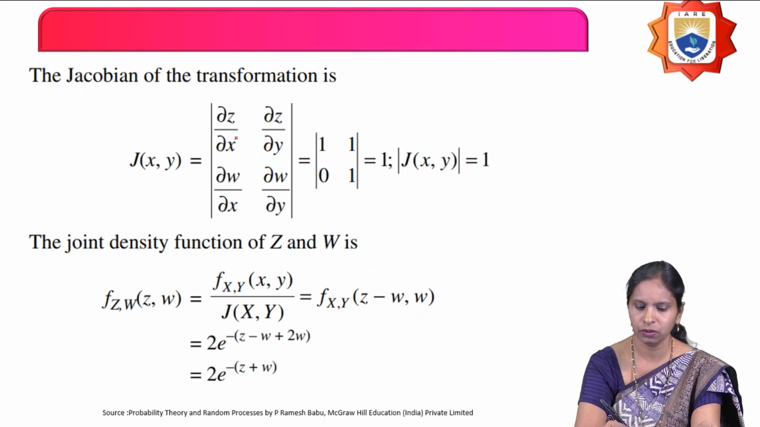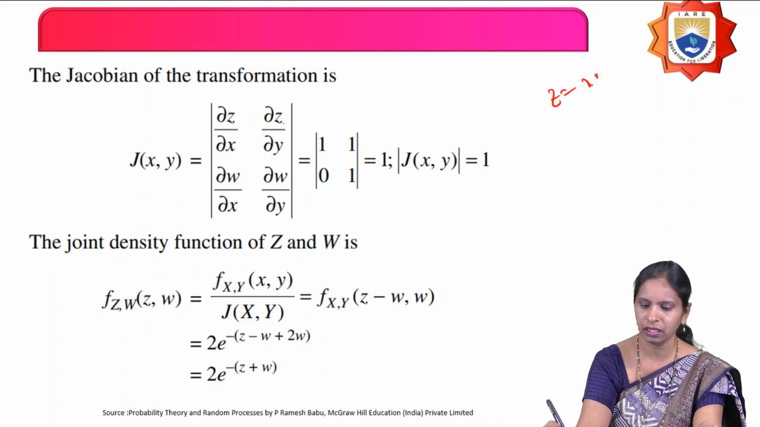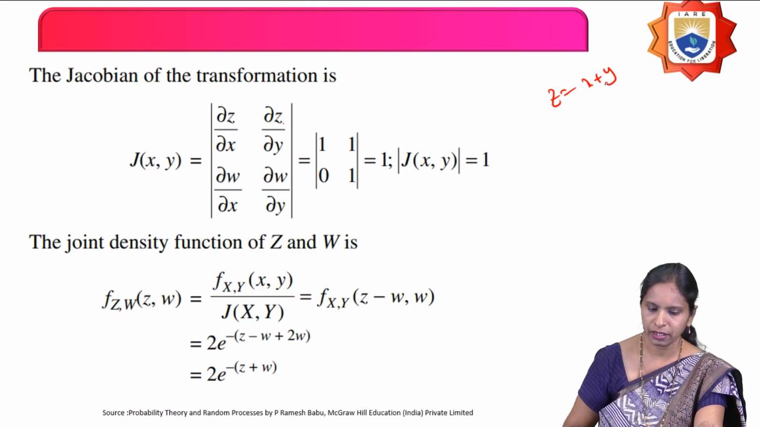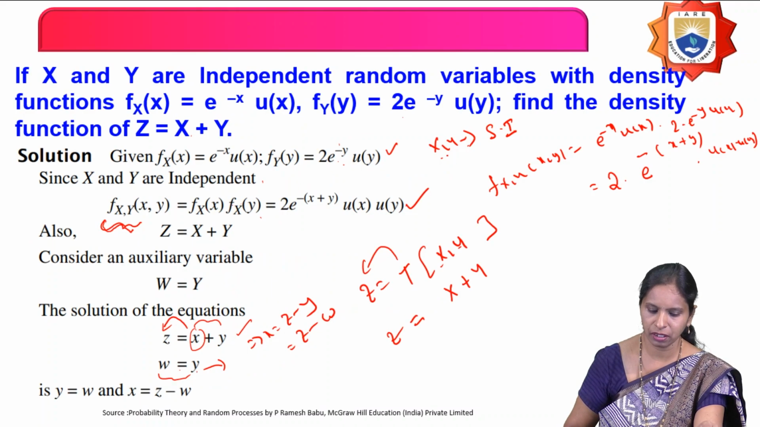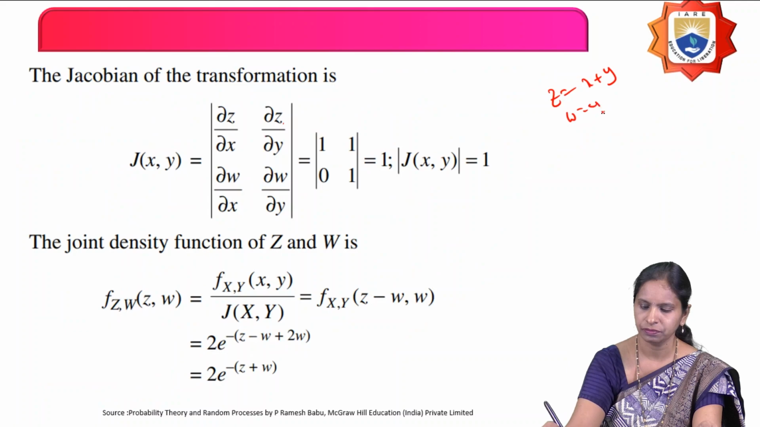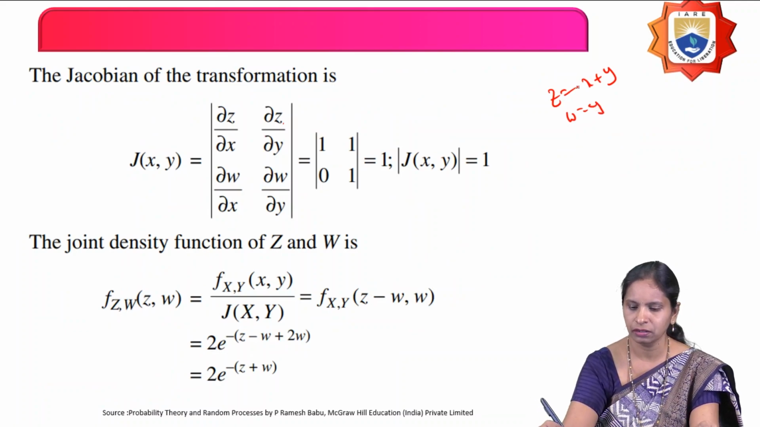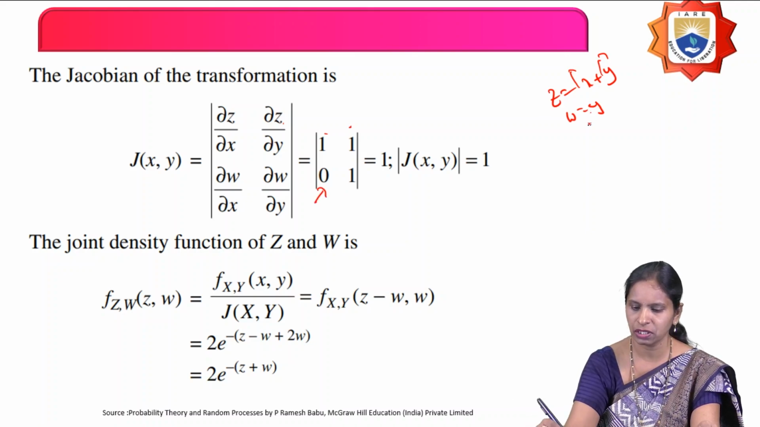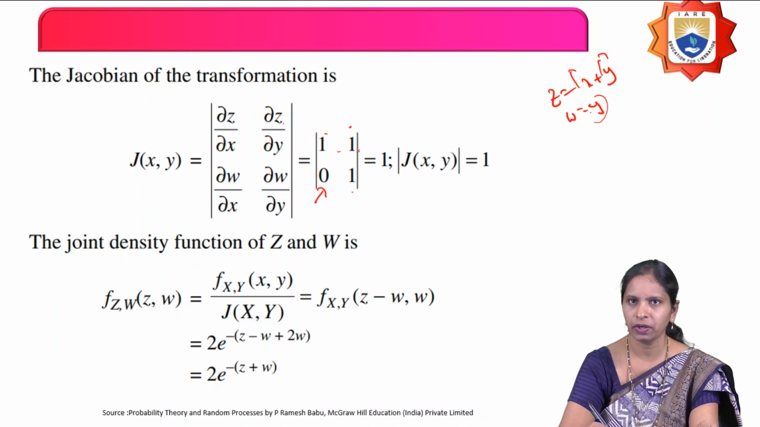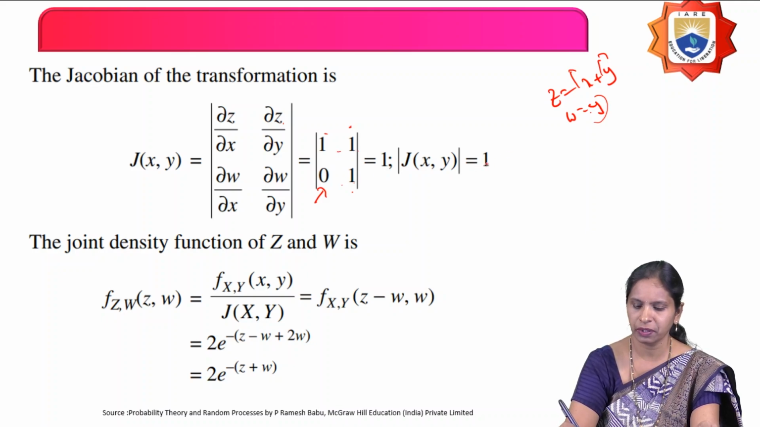What is the Jacobian here? ∂z/∂x, ∂z/∂y. So what is z equal to here? z = x + y. And then what is w equal to here? w = y. Therefore, the coefficients here are 1 and 1. The x coefficient in w is 0, and the y coefficient is 1. So the matrix is 1 1, 0 1.